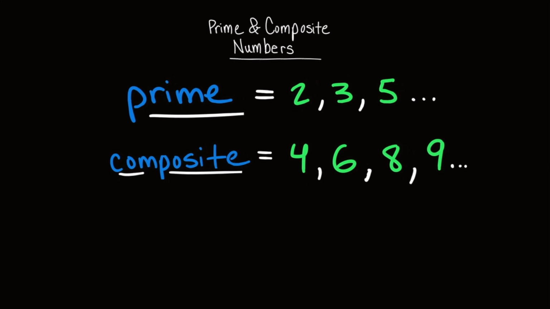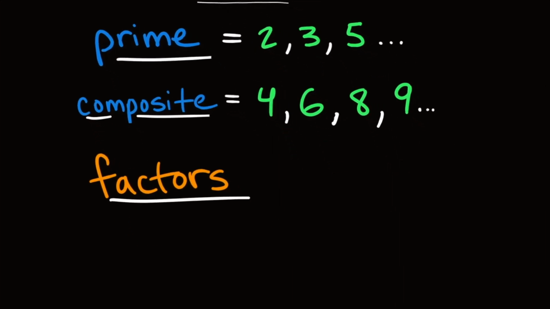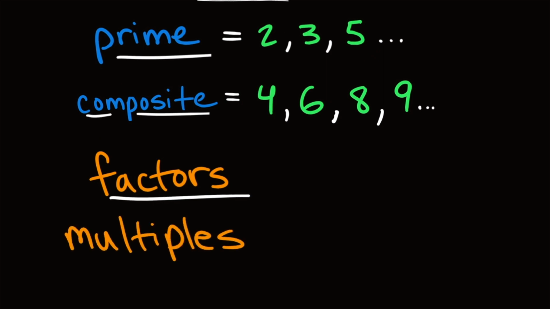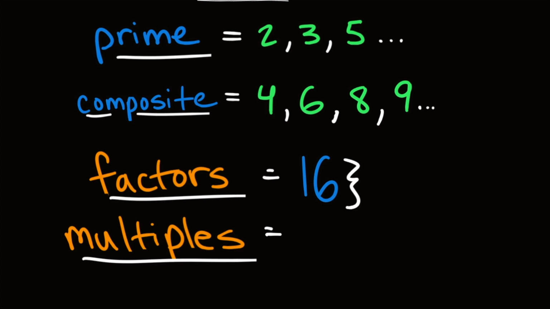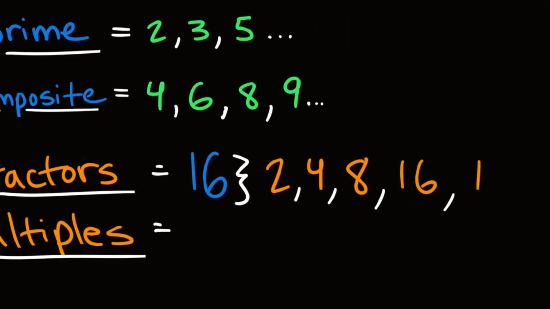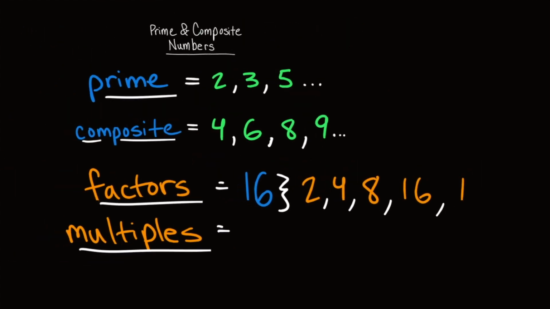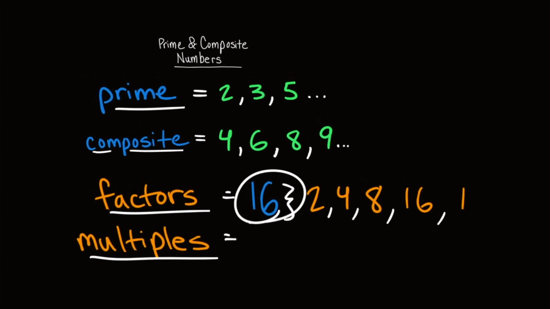A quick review of a couple other terms related to prime and composite numbers, the first being factors and multiples. Factors are numbers that evenly divide into another number. So whereas prime numbers only have two factors, this particular composite number, 16, has 5 factors, and other numbers may have many, many more factors. While multiples are the result of multiplying that number by an integer.